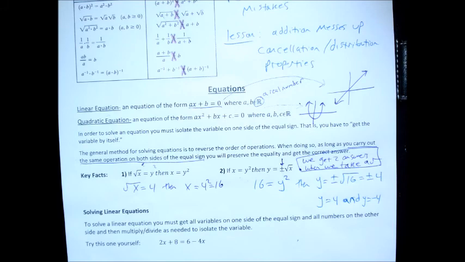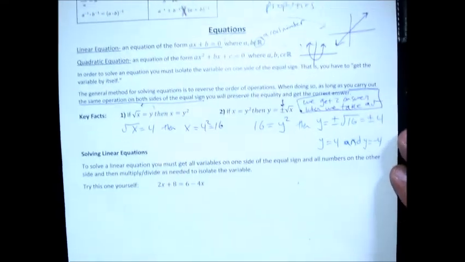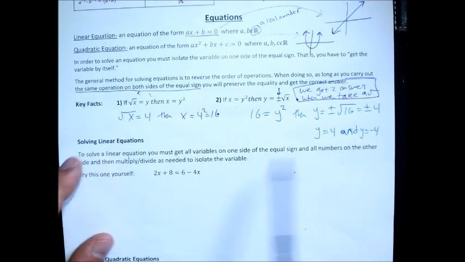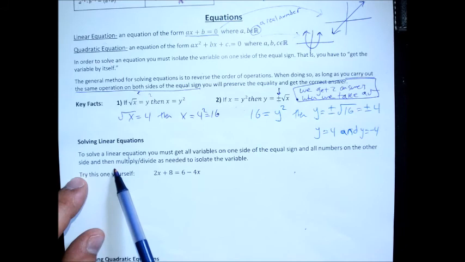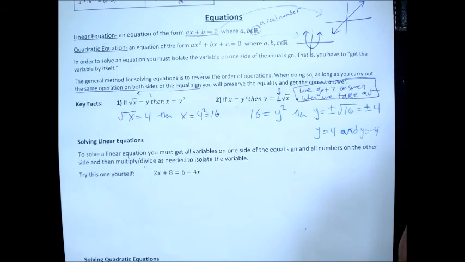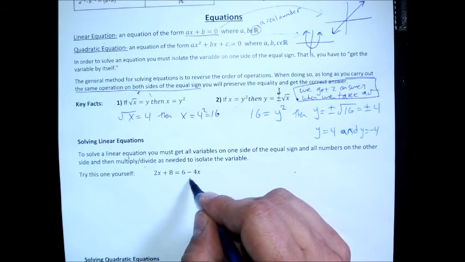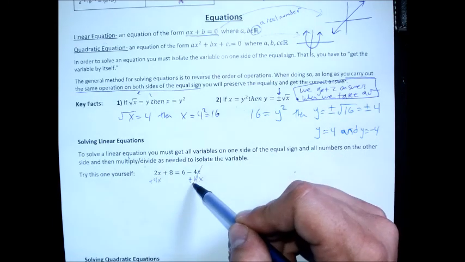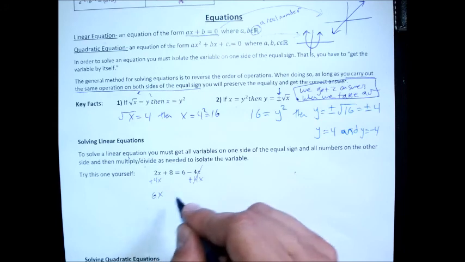So let's look at a linear equation first. Linear equations are the nice ones. So to solve a linear equation, you get all the variables on one side of the equal sign and all the numbers on the other side of the equal sign, and then you multiply or divide as needed to isolate the variable. And so something tells me folks can probably do this one themselves, and so I'd like to ask you to try that, and I'll just start it, right? So I'm going to get all the variables on one side, so I'm going to add 4x to both sides so that it cancels on the right, and I get 6x on the left.